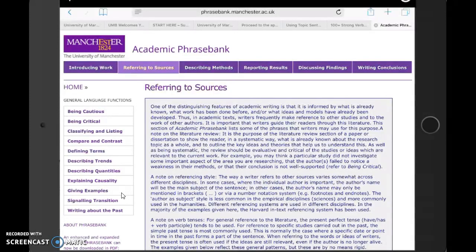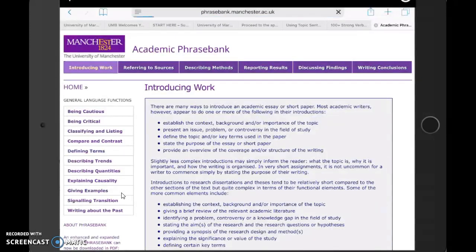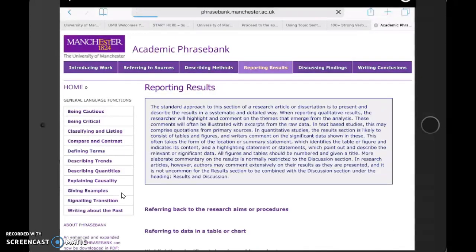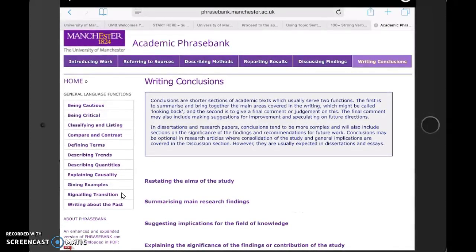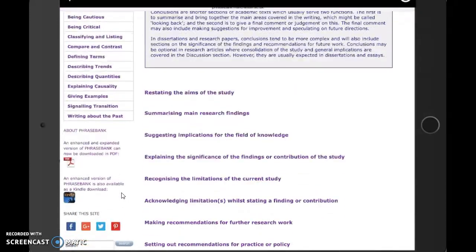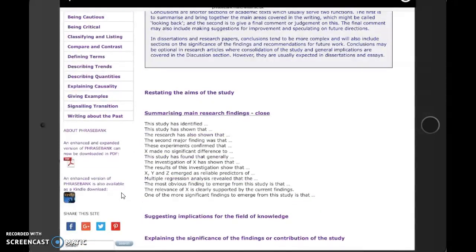And again, I want to point out, as introducing work, describing methods, reporting results, discussing findings, writing conclusions. And each of those categories has many subcategories. And right now I'm writing conclusions, sort of stating the aims of the study, summarizing main research findings. And you click on each of those and you find about 10 plus suggestions for phrases that are widely used in science and academic literature. So check those out, and I think this is another great website to maybe bookmark in your favorite bookmarks. This is your writing, you can refer to it back and forth.